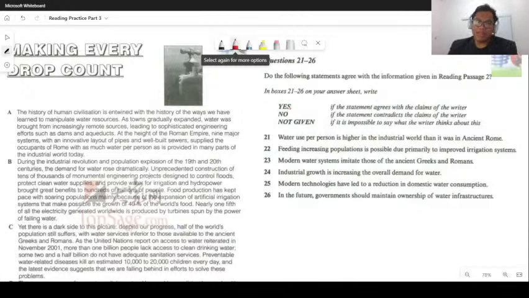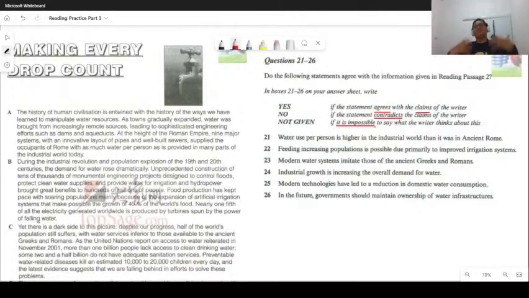The same principle applies. If it's a yes, the statement agrees with the claims of the writer. We'll talk a little bit about what that means. If it's a no, there's a contradiction. If it's not given, it is impossible. Those three use very specific vocabulary that is inherently quite strong. If you agree with someone, you're basically word for word: yeah, I agree with your opinion, every single word is also the same in my eyes.